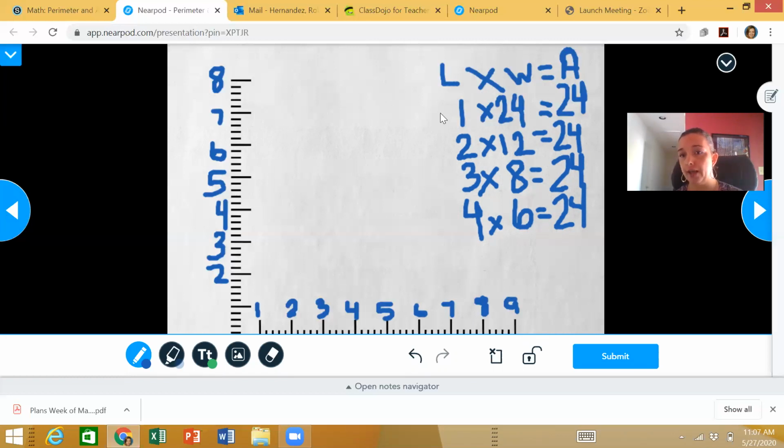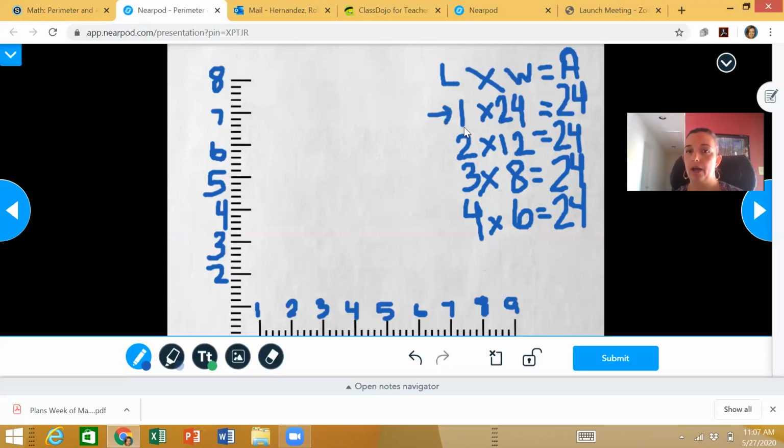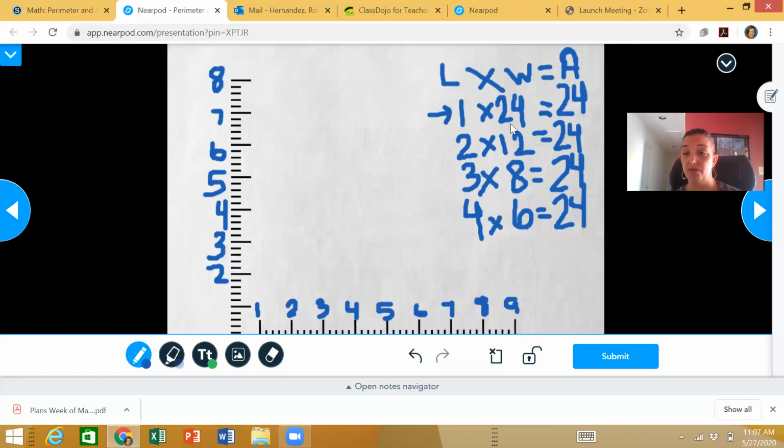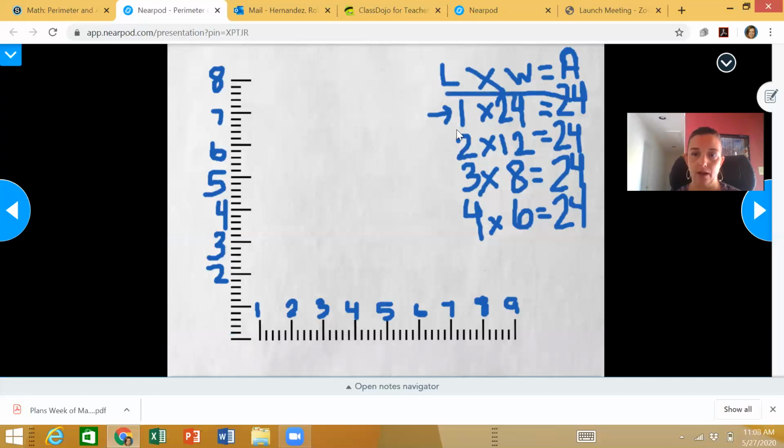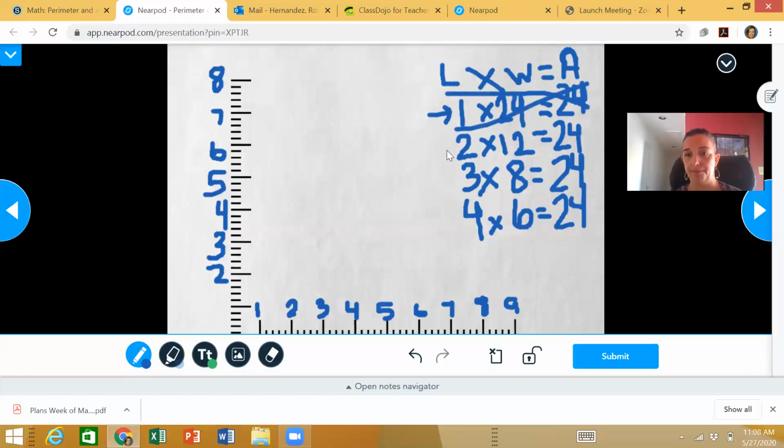So I would check each one. So if I check this one, I would think, well, 1 plus 1 is 2, and then 24 plus 24 is 48, and 48 plus 2 is 50. That is not a perimeter of 20, right? Which is what we're supposed to have. So I am crossing this one off. You should do that for the rest of them. You're going to figure out what would the perimeter of this rectangle be? What would the perimeter of 3 times 8 be? What would the perimeter of the rectangle that had 4 times 6 be? And then you're going to choose the one that has 20 as the perimeter. And then you're going to draw it here on the ruler showing the rectangle that has that dimension.